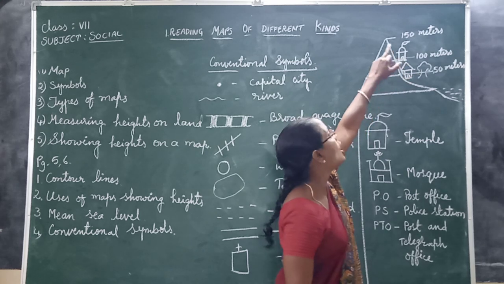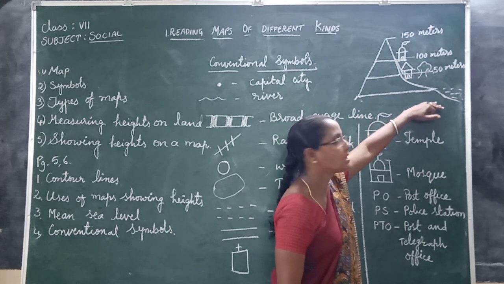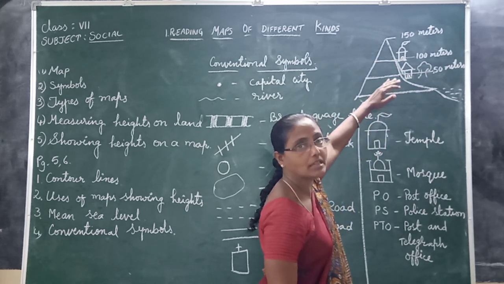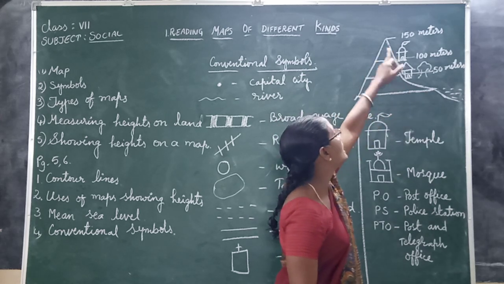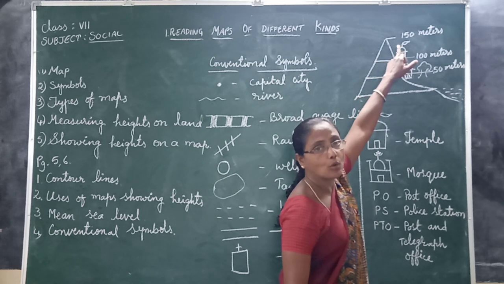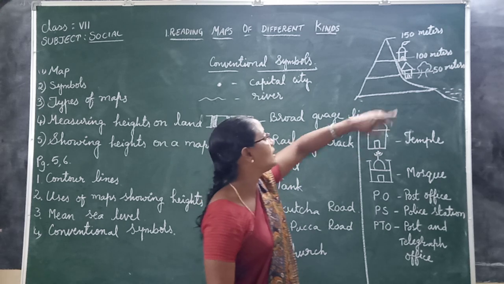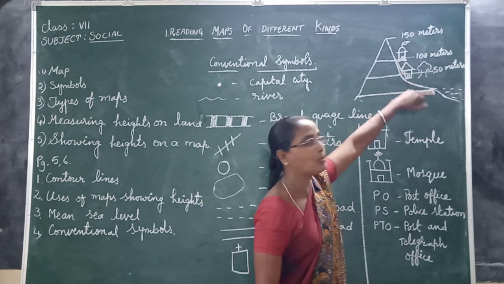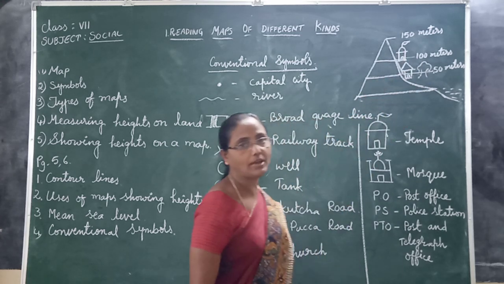100 meters. How many meters above the sea level is the top of a hill? 150 meters. How many meters above the sea level is the top of the mountain? 150 meters. Okay, understand? This is 50 meters above the sea level. This is 100 meters above the sea level. This is 150 meters above the sea level.